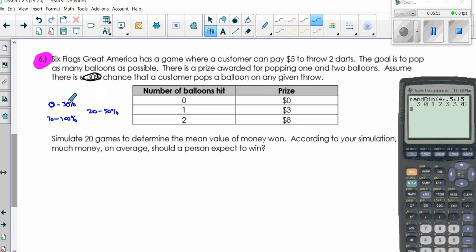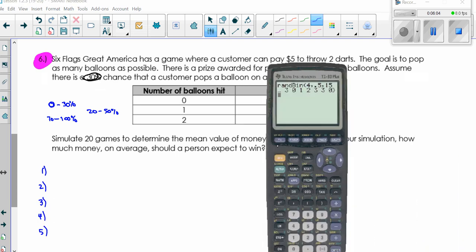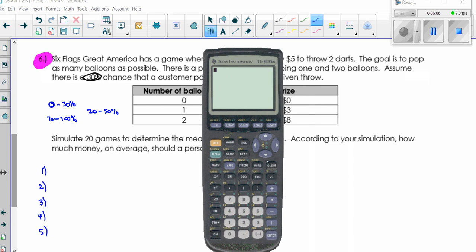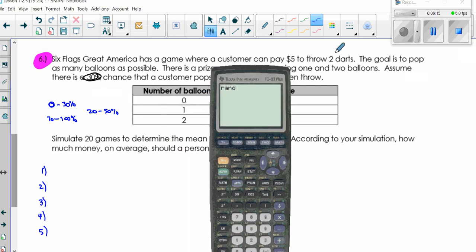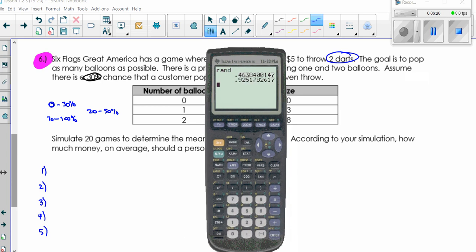It says in here to simulate 20 games, so I'm just going to do a couple. Say I did 5, you obviously needed to do 20, but just to show you. So if I were to simulate, I would go to math probability, and then hit that random button. Let's see, you're only throwing 2 darts. So I would hit enter and enter again.